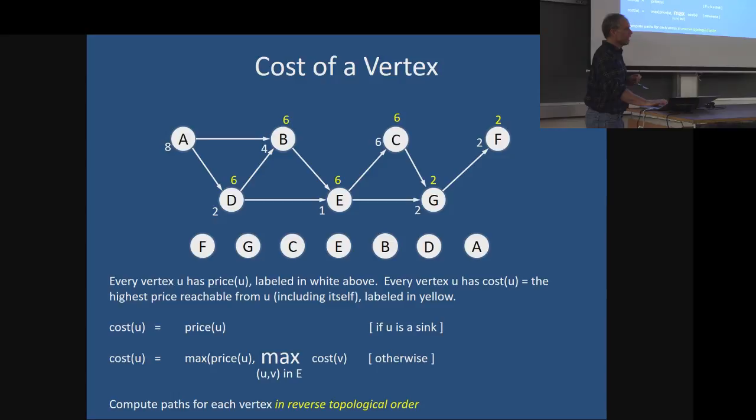And then A takes the max of its price and the cost of its 2 successors. And that's how you get the 8. So that's topological sort. An example of a DAG error when we go in reverse order.